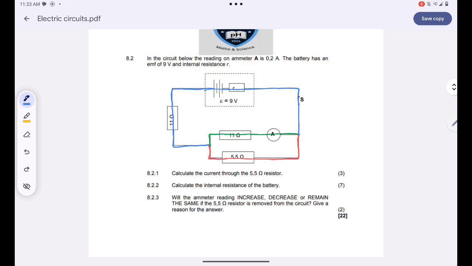Firstly, they want us to calculate the current which is flowing through the 5.5 ohm resistor. You can see the amount of current flowing through the 5.5 ohm resistor without even calculating. Since this resistor is 2 times less than the 11 ohm resistor, the current flowing through it will be 2 times more than the current flowing through the 11 ohm resistor. Since the current flowing through the 11 ohm resistor is just 0.2 amperes, I'll have 0.4 amperes over there. But since they said calculate, let's calculate, guys, it's fine.